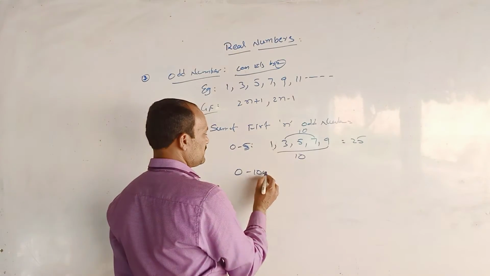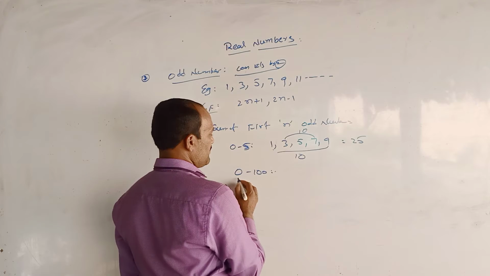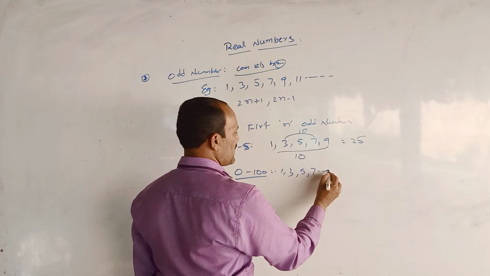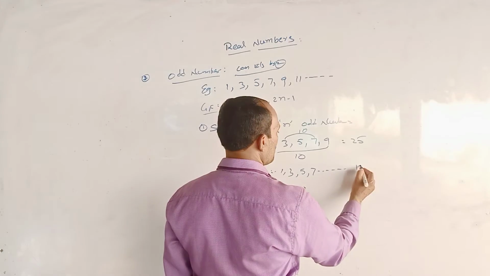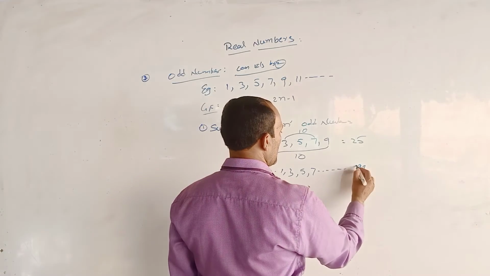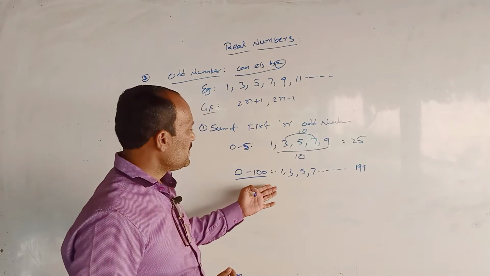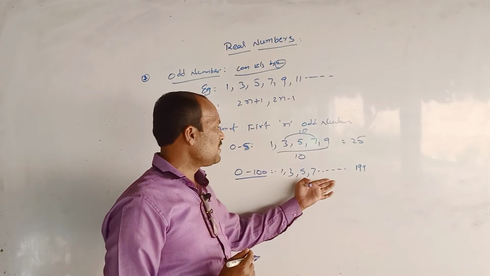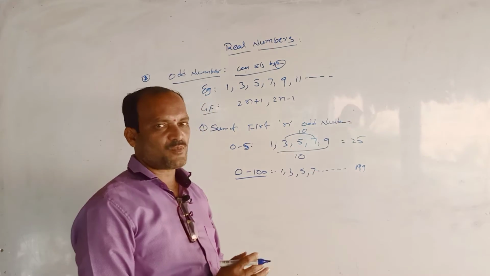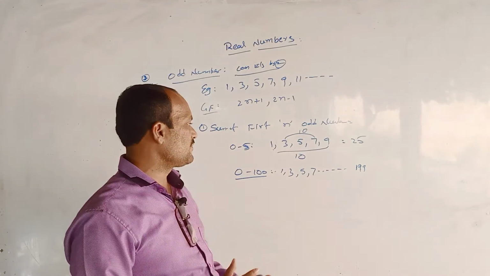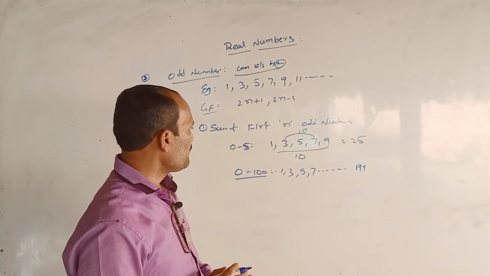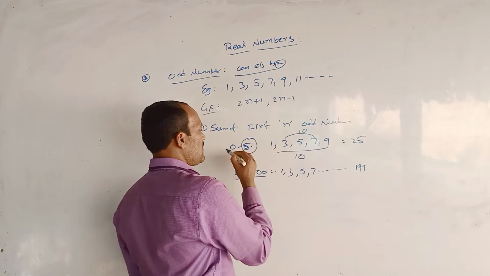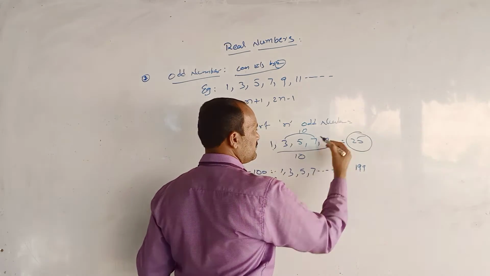So the first 100 odd numbers, 1, 3, 5, 7 and so on, up to 199. For the first 10 it is possible to add easily. But for 100 it's not possible easily because they are large numbers. So what is the relation between the number of odd numbers and the sum?